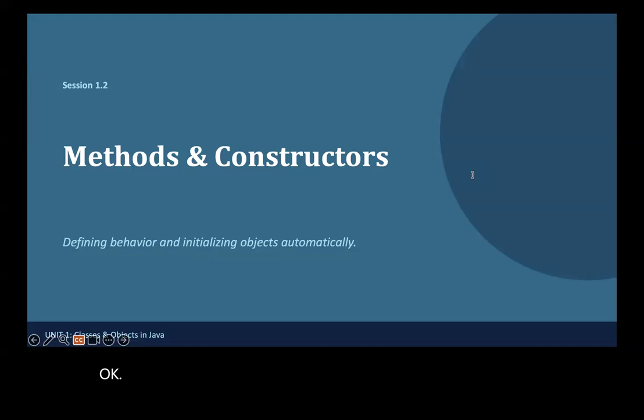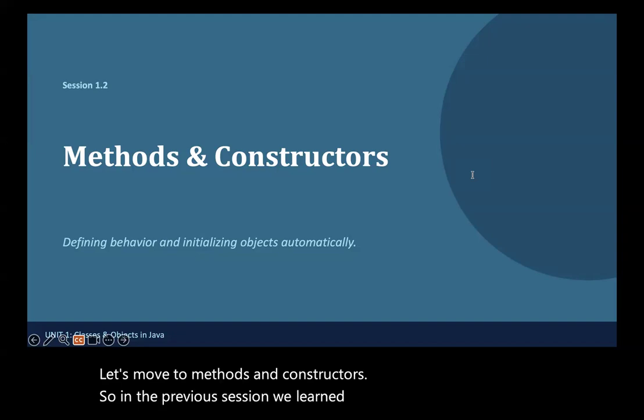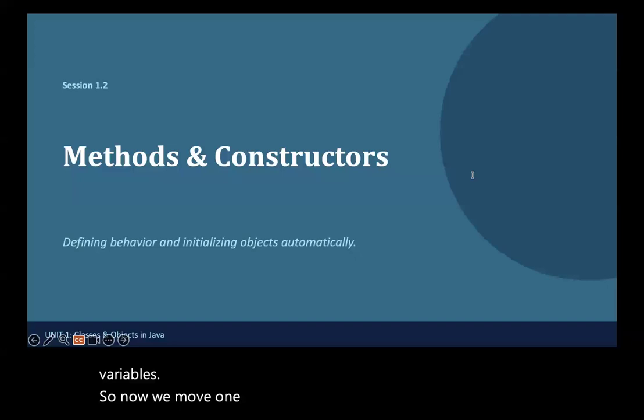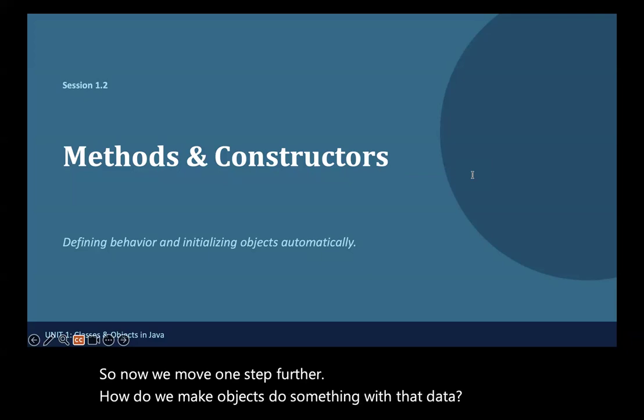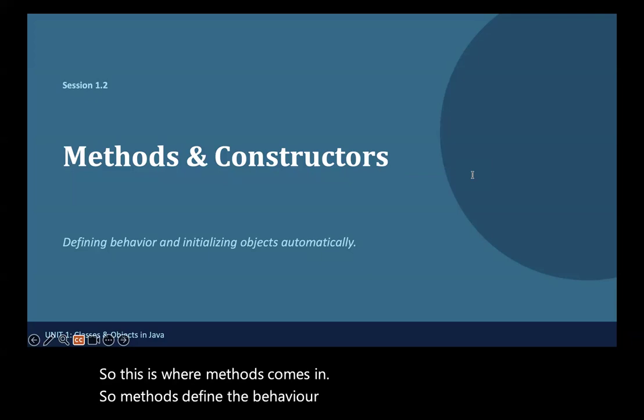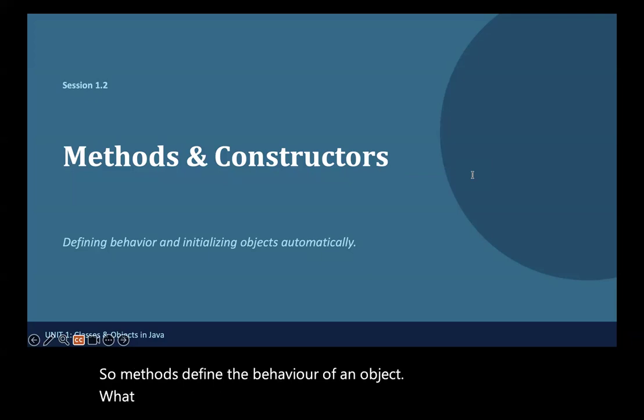So now let's move to methods and constructors. In the previous session, we learned how objects store data using variables. Now we move one step further. How do we make objects do something with that data? This is where methods come in. Methods define the behavior of an object, what actions it can perform.